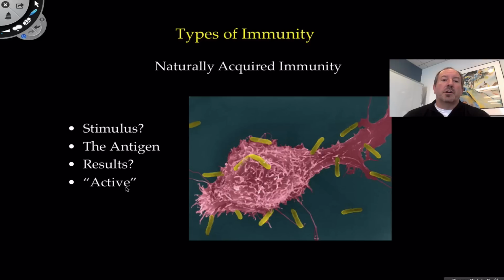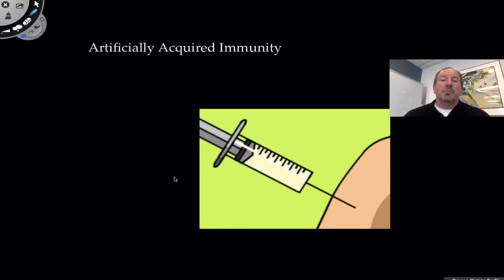And so this is what we'd call active. These are real memory cells. They're producing large amounts of antibody very rapidly. And so it's considered to be active. And so these cells are alive, the memory cells are alive and they're producing a lot of antibody. And so the result of that is you don't get sick again. So it's a preparedness.